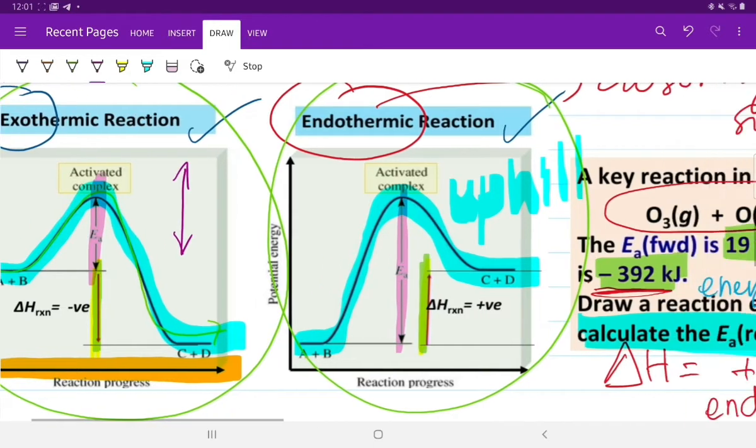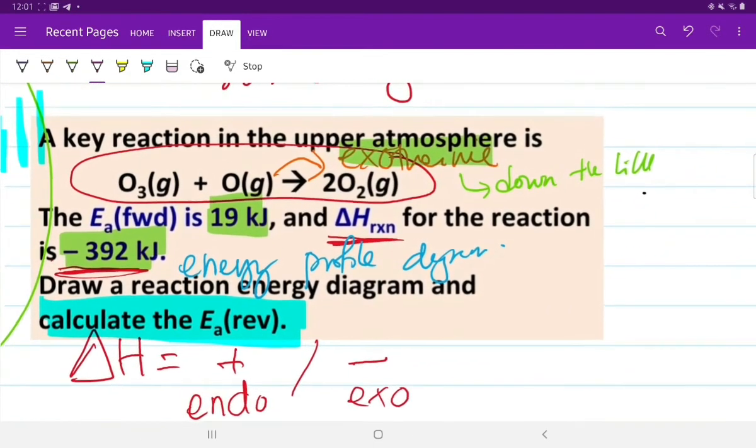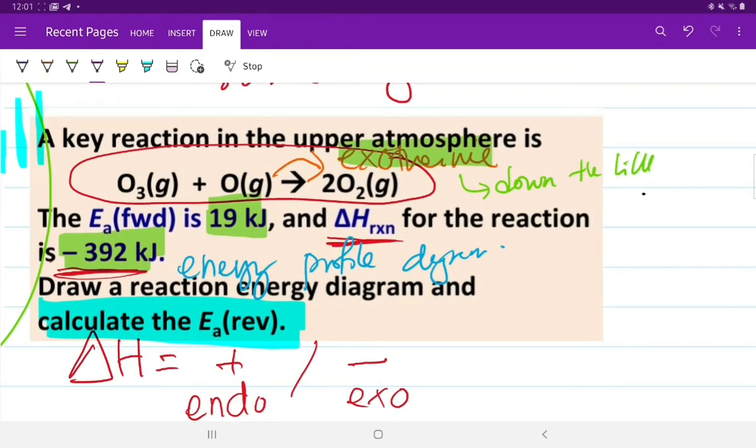Back to the question that we discussed before, which is the reaction between ozone and an oxygen atom to produce oxygen gas. They give you the value for the activation energy of the forward reaction and the enthalpy of the reaction, and you need to determine the activation energy for the reverse reaction.